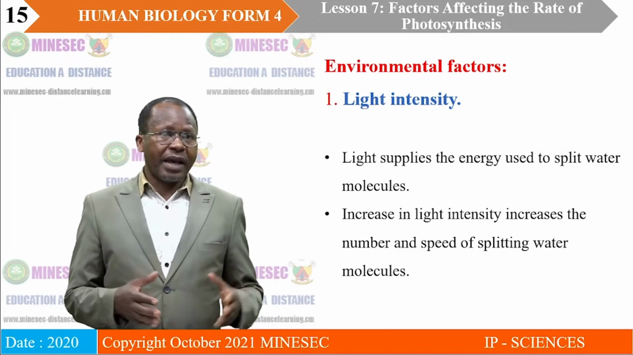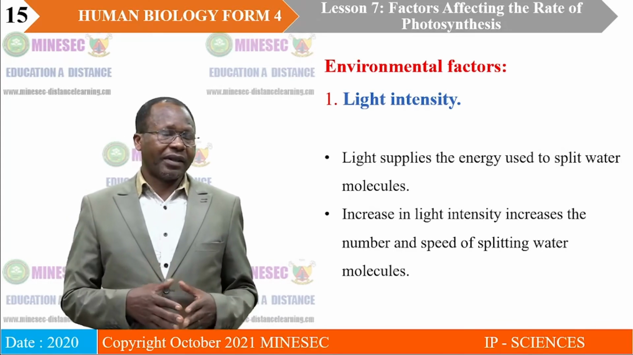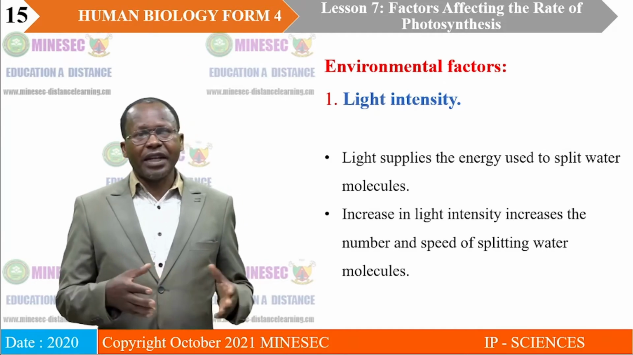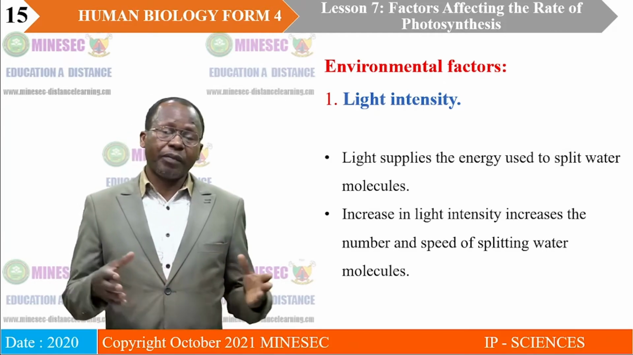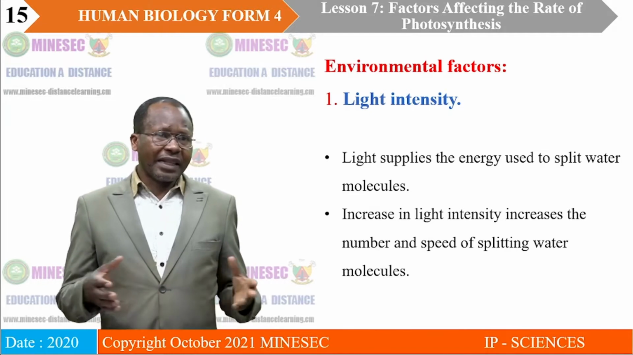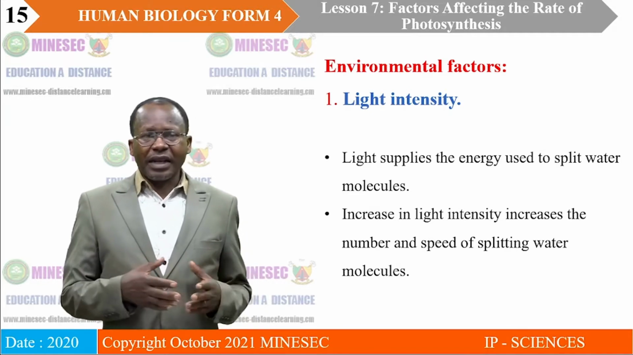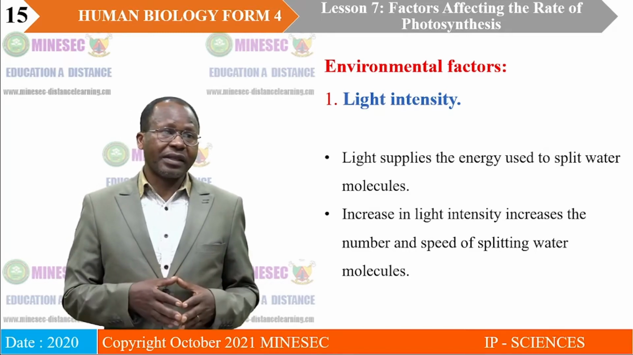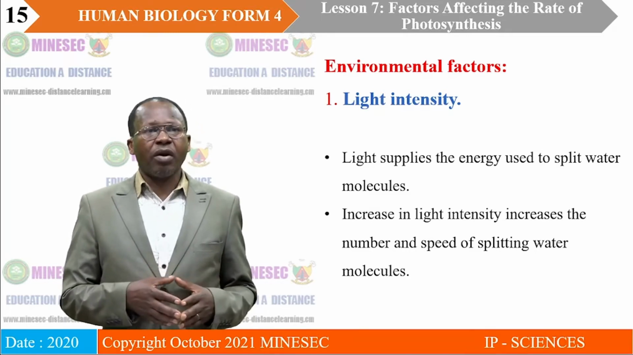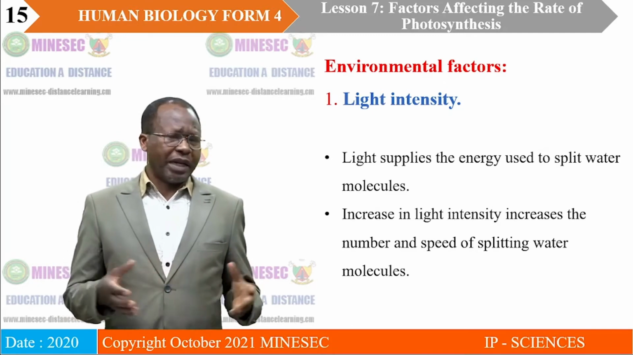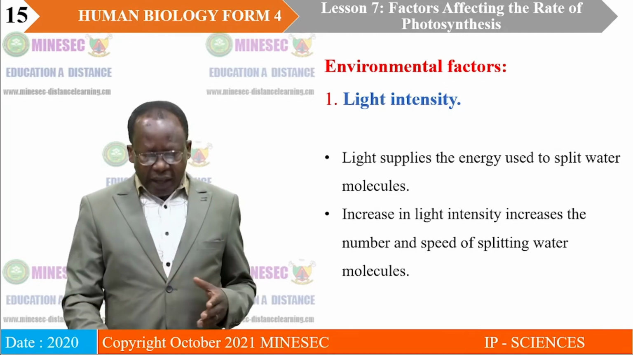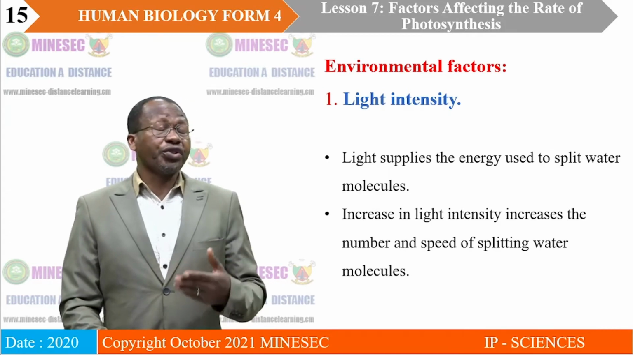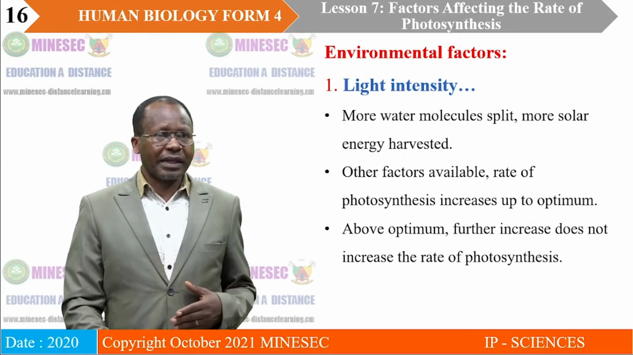And the first here, we look at light. Light comes from the sun. Light actually supplies the energy that is used to split water molecules in the process of photolysis. And this increase in light intensity would certainly increase the number and speed of water molecules that are being split. But if this light intensity is increased indefinitely, will it continue to increase the rate of photosynthesis?